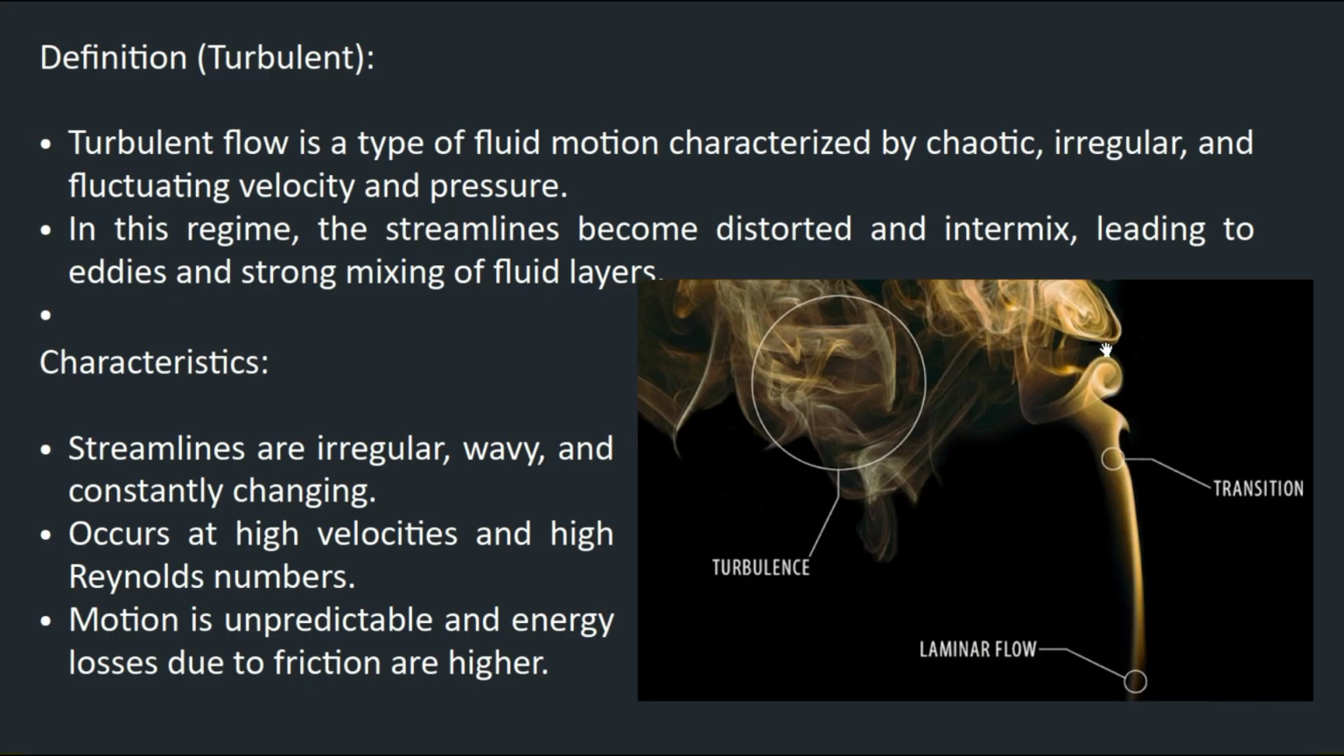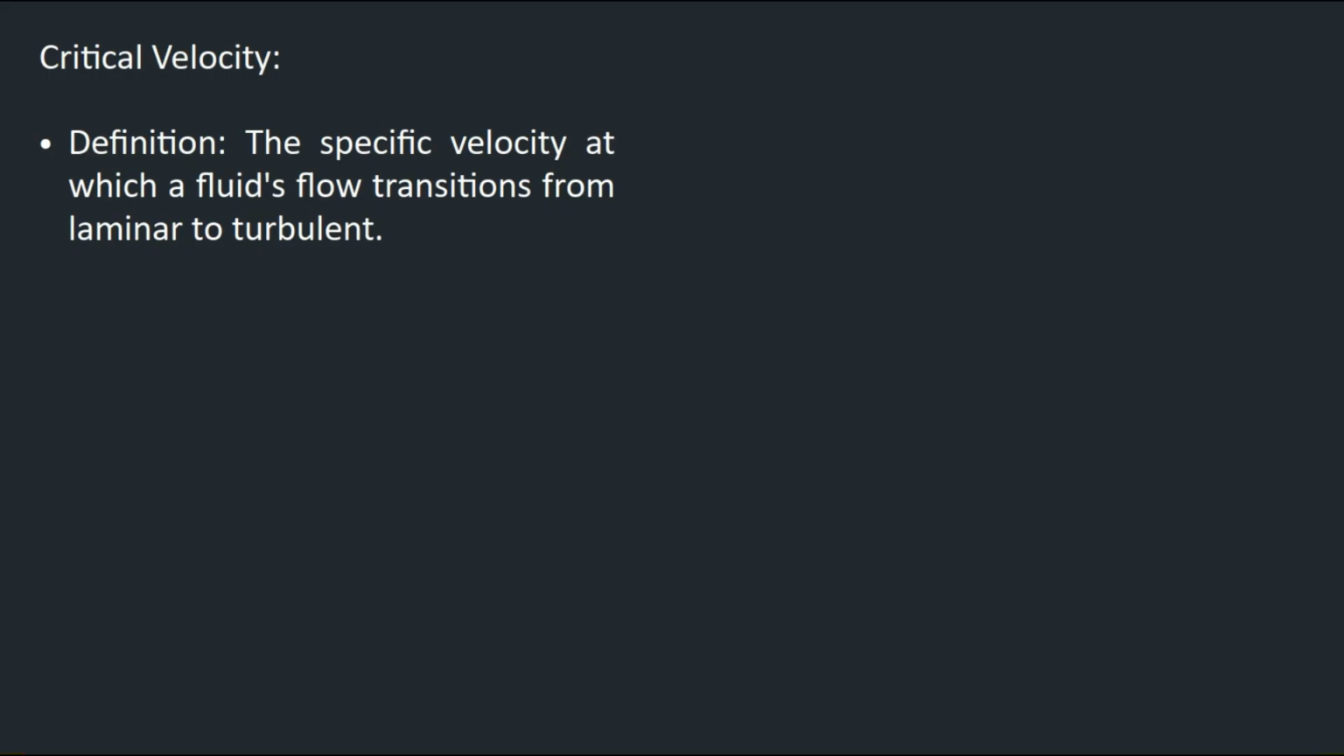Okay, guys. Sorry, my mouse is somewhere over here. So we have streamlines that are irregular over here. They wave and are constantly changing, and occur at high velocity and high, something called Reynolds number. We'll be looking into this again, not in detail, but I'll be talking about it. Motion is unpredictable and energy loss due to friction is higher over here. Because obviously they are irregular, there will be friction. Friction will be high actually.